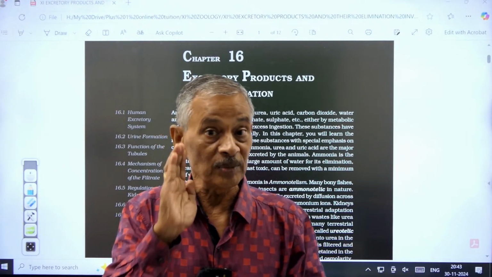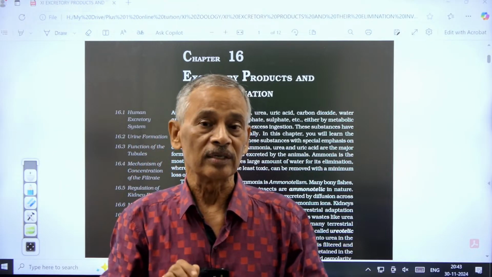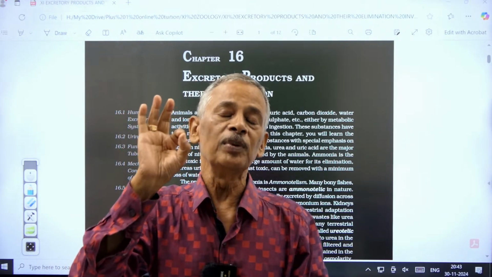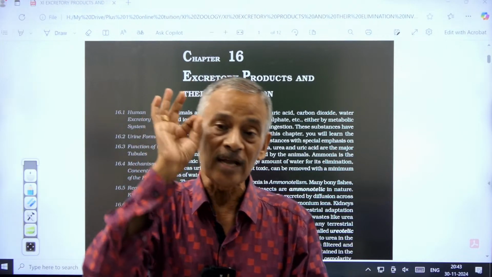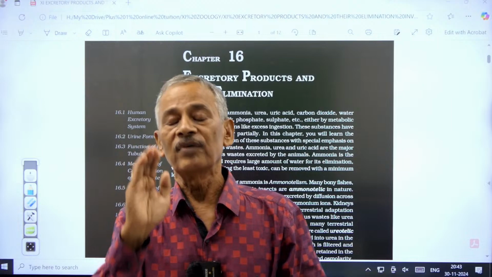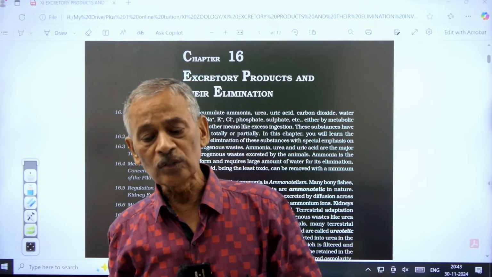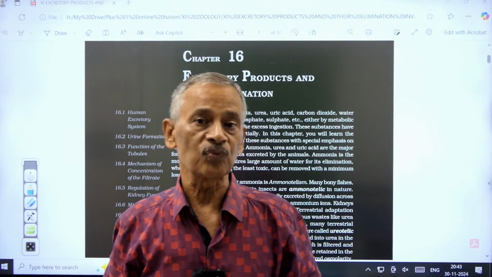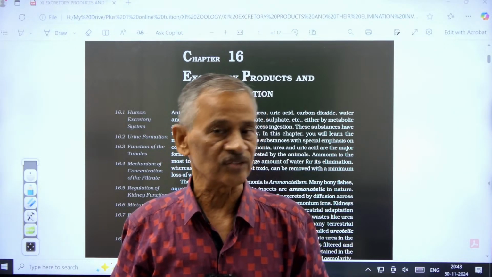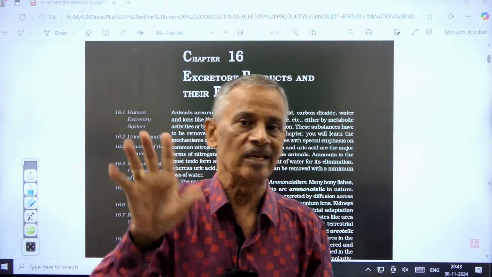See, ammonia can be sent out only in the form of a dissolved solution. So, a lot of water is to be sent out. The body will be losing a lot of water. So, only aquatic animals can afford the loss of water when they are sending out ammonia. Nitrogenous waste materials which are all sent out in the form of ammonia from the body is called ammonotelism. And such animals are called ammonotelic.